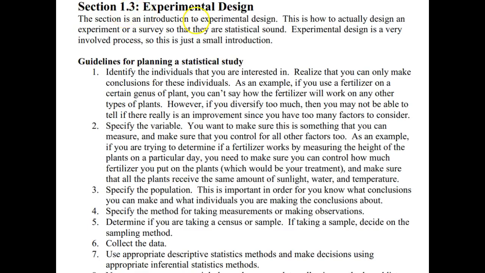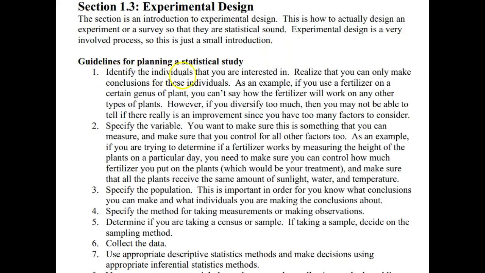Section 1.3, Experimental Design. This section is just an introduction to experimental design. In college you can take entire courses in experimental design. In this brief intro course we're just going to get a few of the basics. This is how to actually design an experiment or survey so that they are what we call statistically sound. Experimental design is a very involved process, so this is just a small introduction.